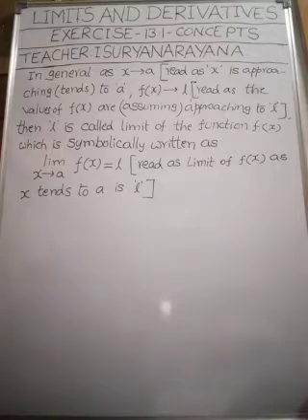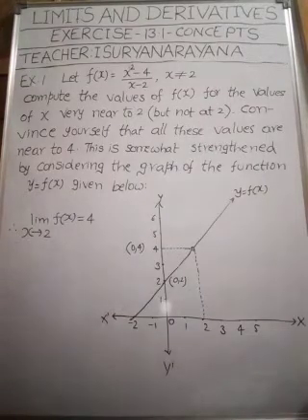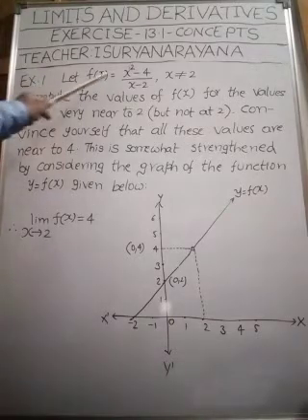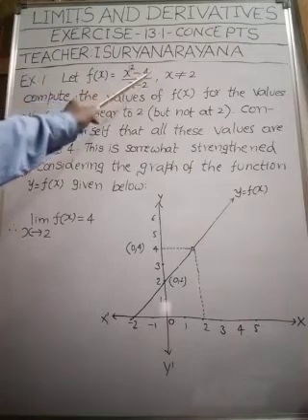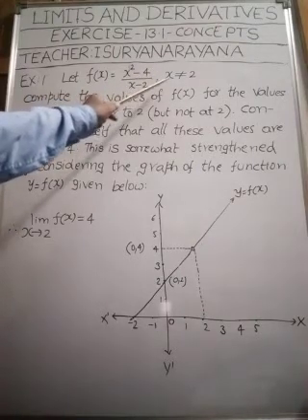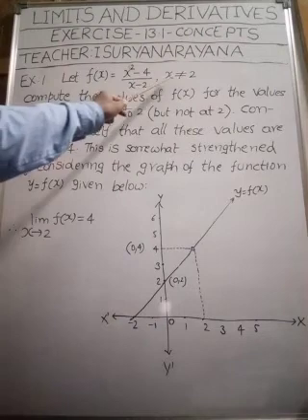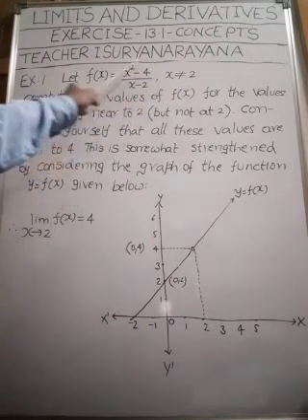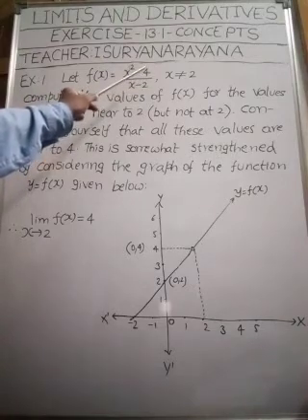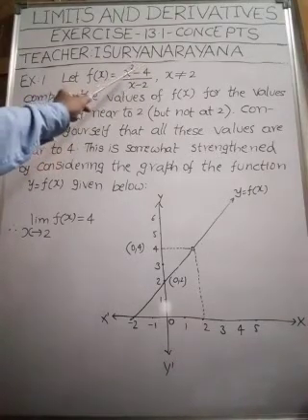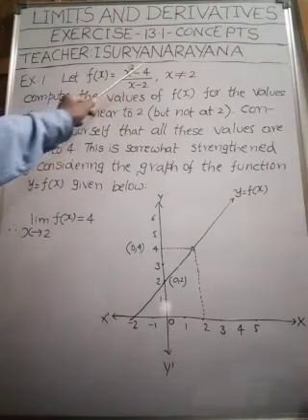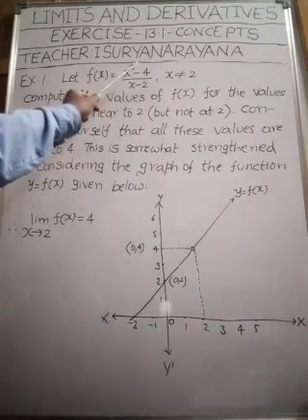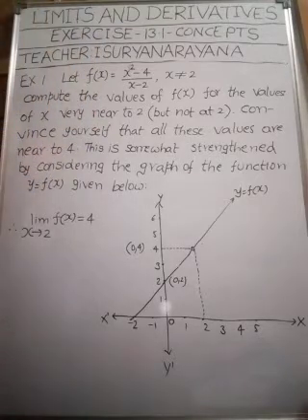Right. Now let us take an example, my dear children, to understand that concept clearly. Let f of x is equal to x square minus 4 by x minus 2, x is not equal to 2, because if you take the value of x as 2, then it is not defined. Okay, my dear children, 0 by 0. If you substitute x is equal to 2, in the numerator we get 0. In the denominator also we get 0. We get 0 by 0. That form is called indeterminate form.